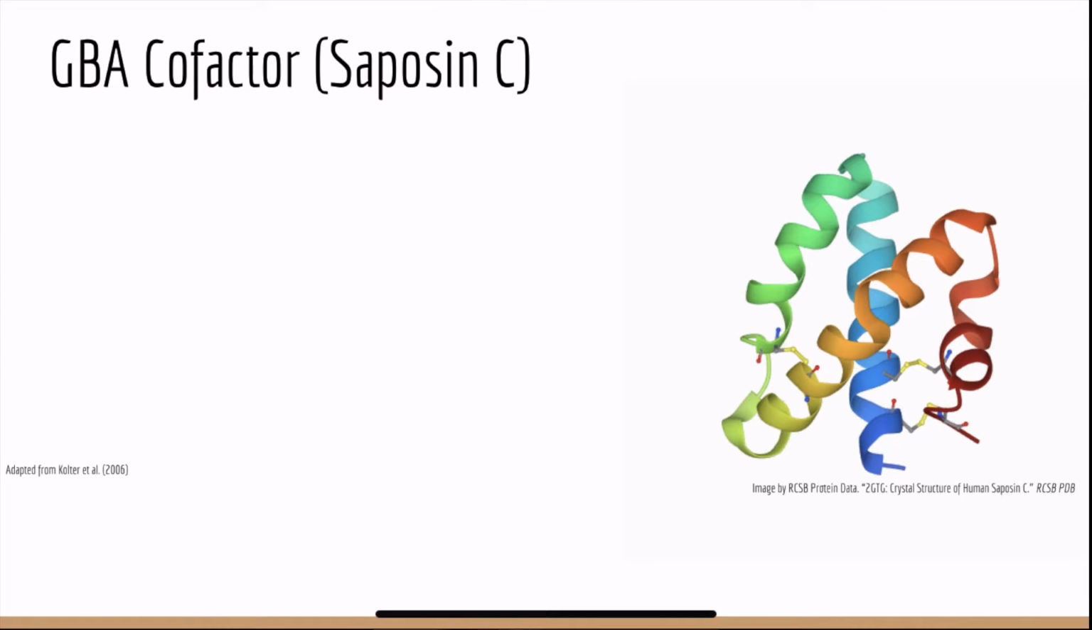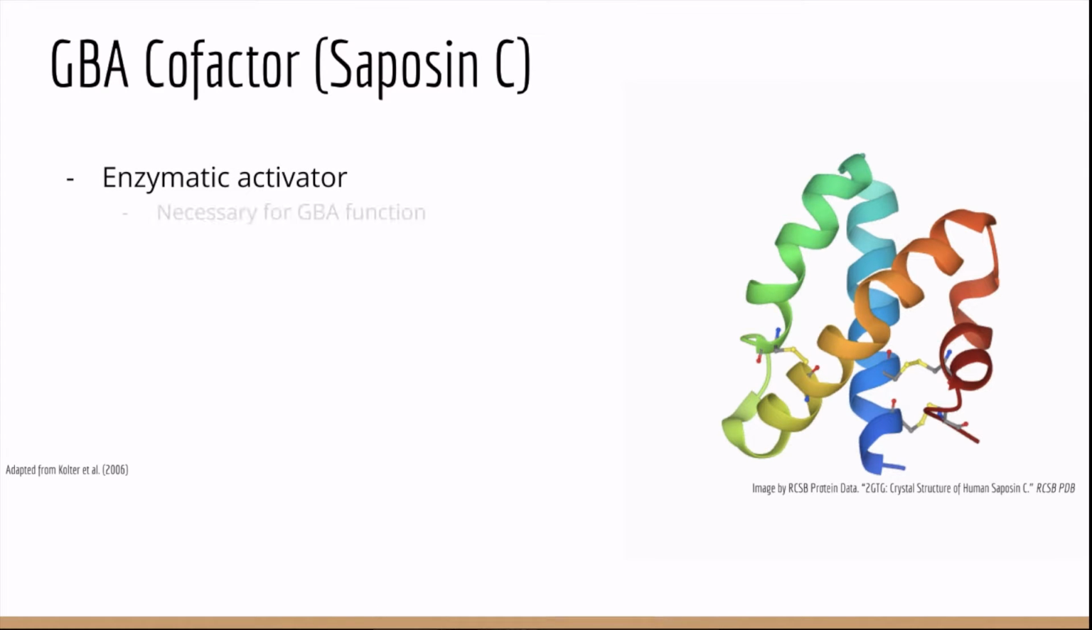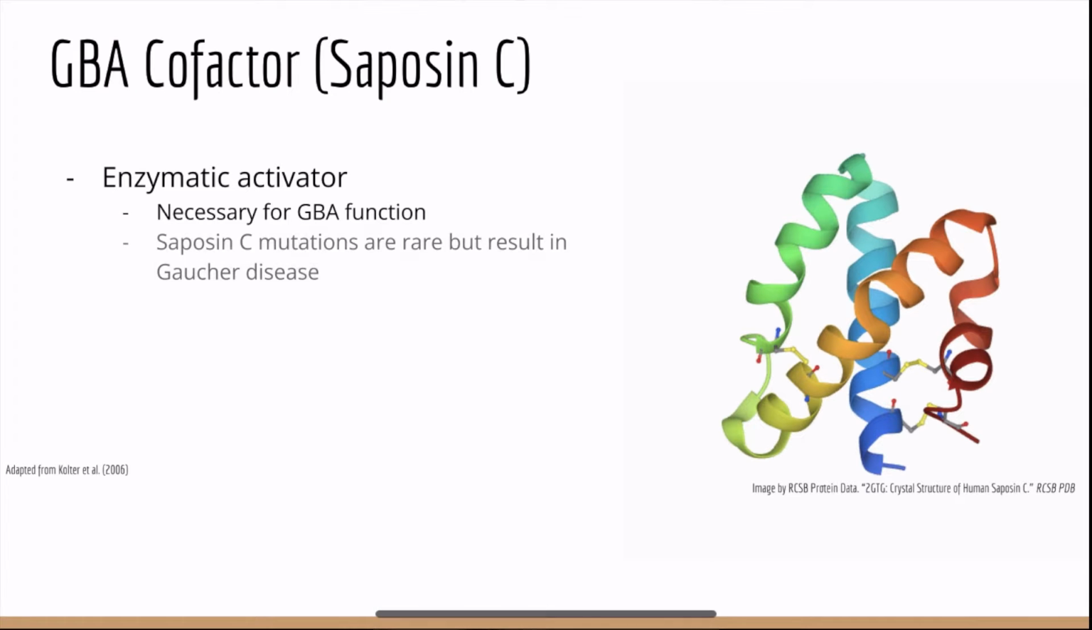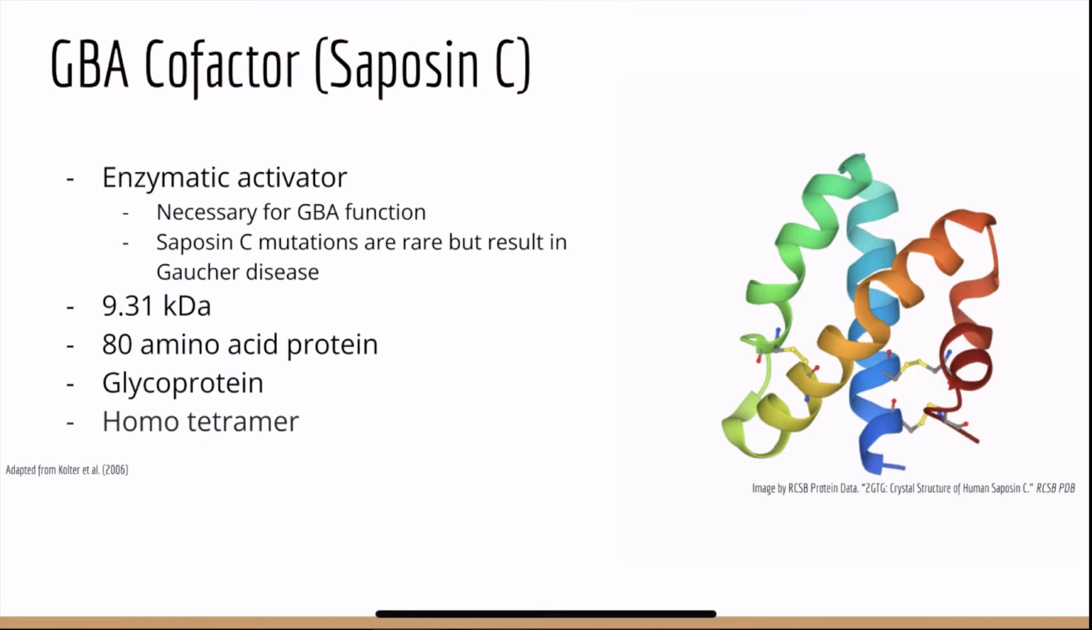Glucocerebrosidase has a necessary cofactor named saposin C. Saposin C is the enzymatic activator of GBA and is completely necessary for its function. In fact, if saposin C is mutated, which in some cases it is, it results in Gaucher disease. Saposin C is 9.31 kilodaltons in weight, 80 amino acids in length, is a glycoprotein, and is a homotetramer.